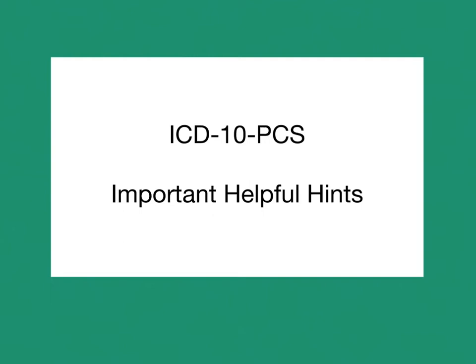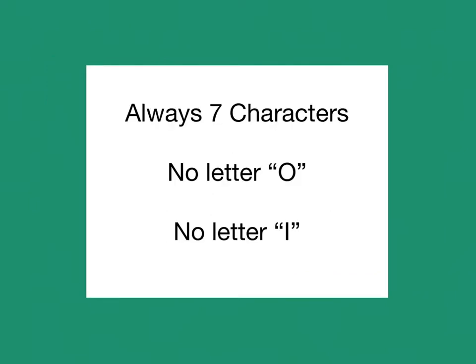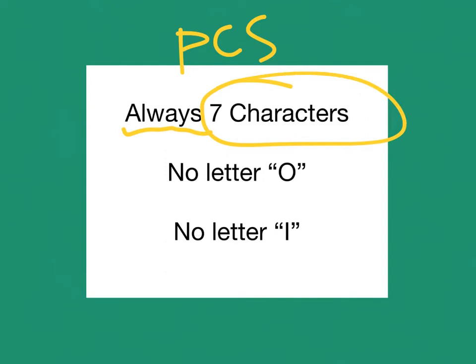Let's take a few minutes and review some important helpful hints when you are working through your ICD-10 PCS coding exercises. Remember from your HIMT 1274 Intro to Coding course that PCS codes always have 7 characters, no matter what. PCS codes also never have a letter O, and they never have a letter I. This is to keep them from being confused with the number 0 and the number 1.